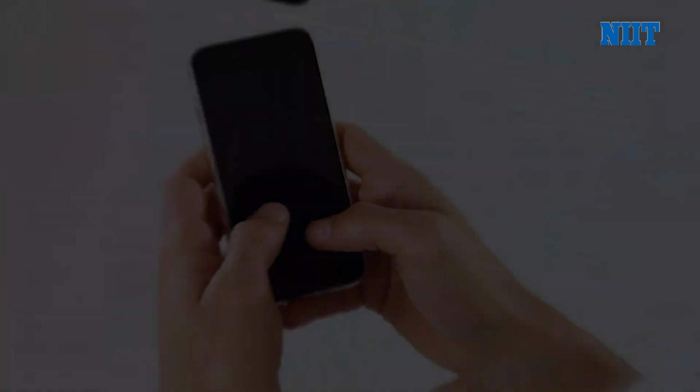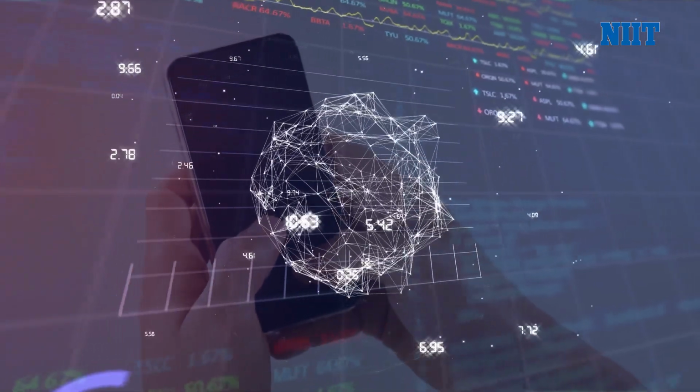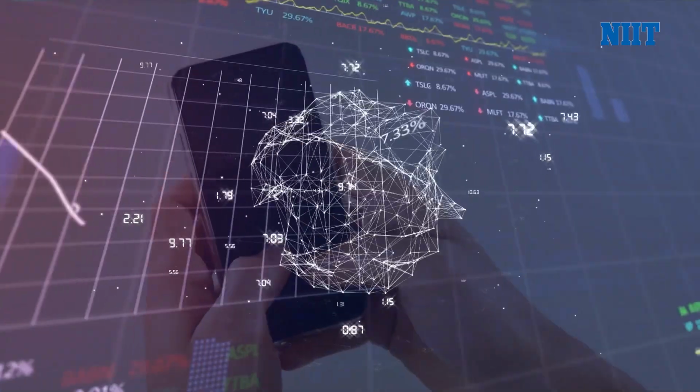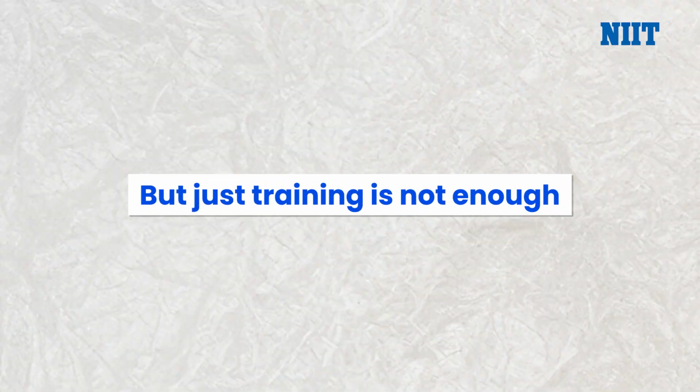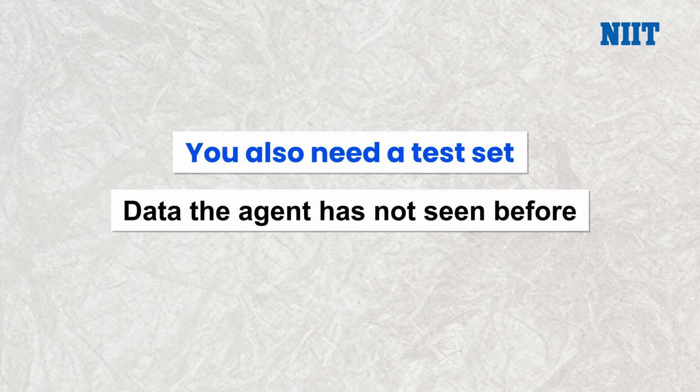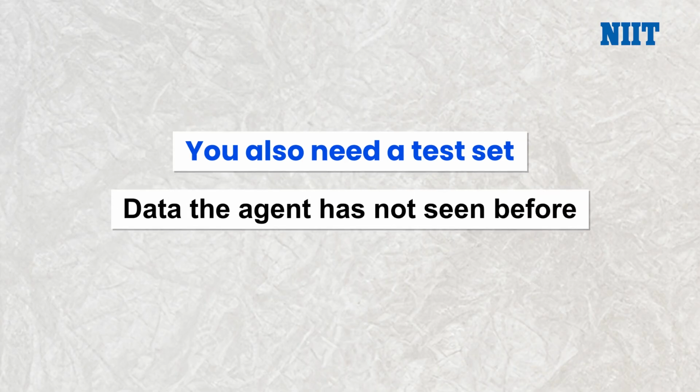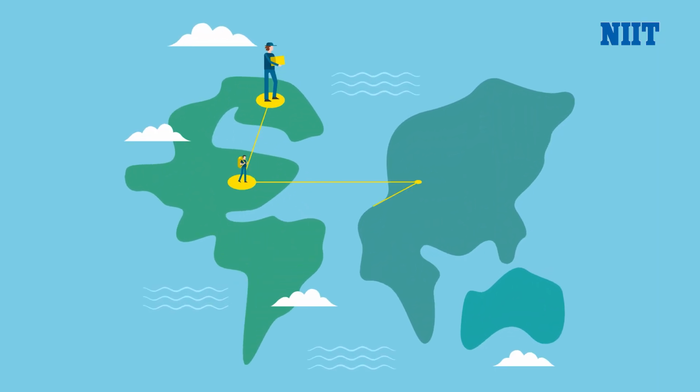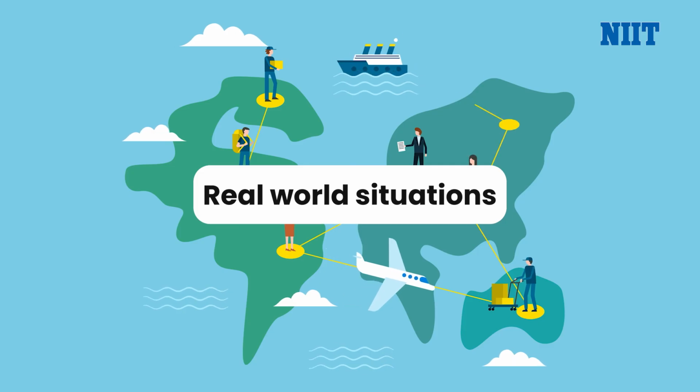First, you feed it the training data. This is how the agent learns patterns and makes sense of the task. But just training is not enough. You also need a test set. Data the agent has not seen before. This shows how well it can handle new real world situations.